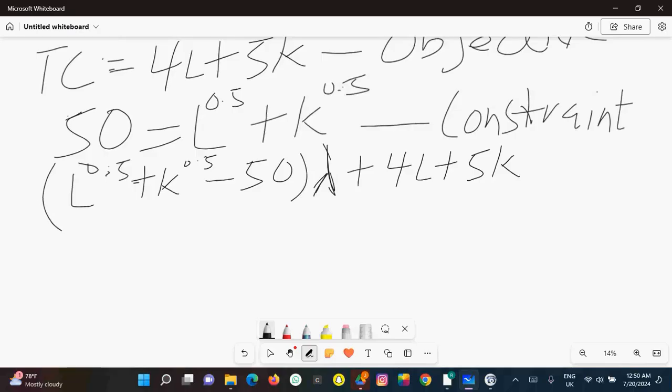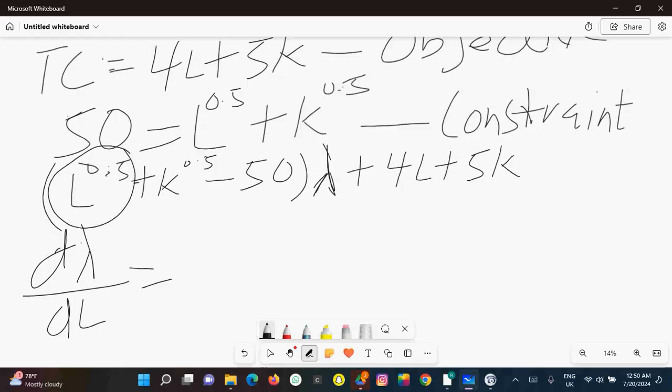So now after doing this, we are going to differentiate with respect to labor and capital, and then equate them to 0, right? So let's differentiate. What we are going to do is differentiate lambda with respect to labor first. Wherever we see labor, we are going to differentiate. So 0.5, we are going to differentiate this, 0.5 L.